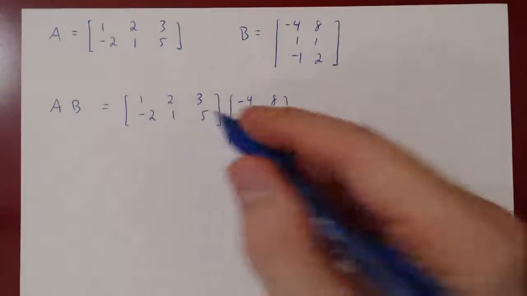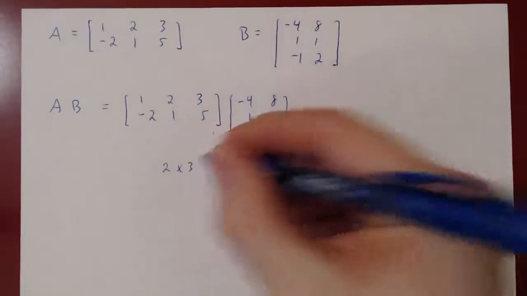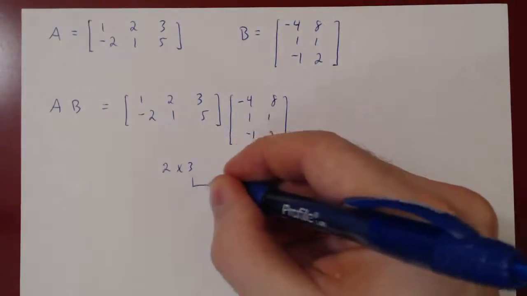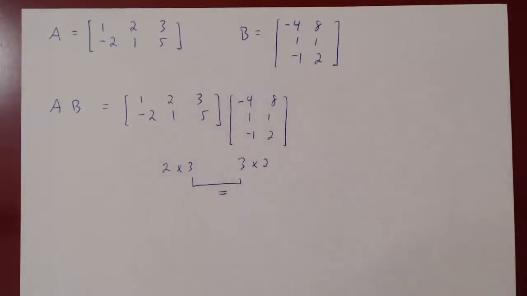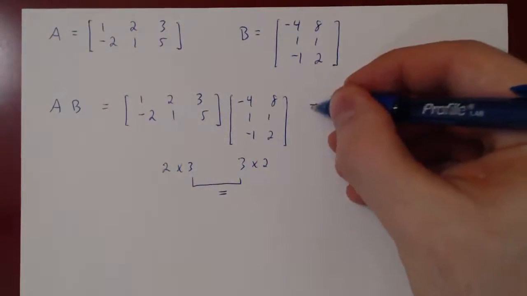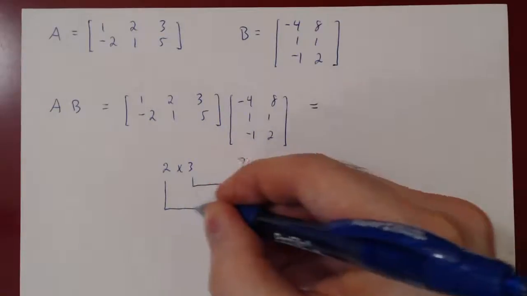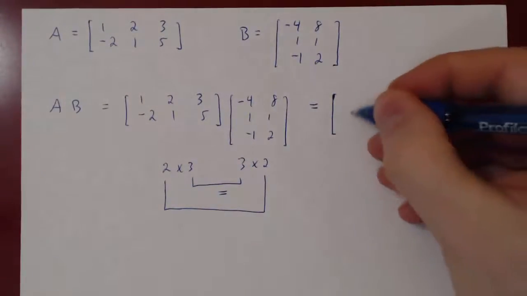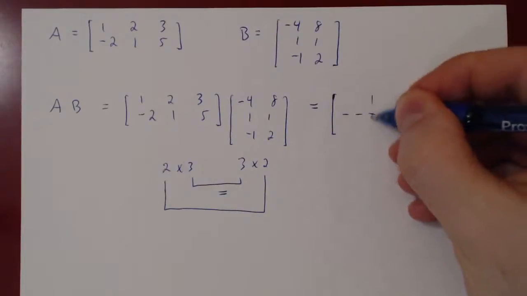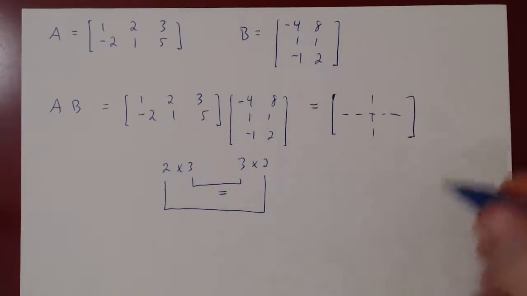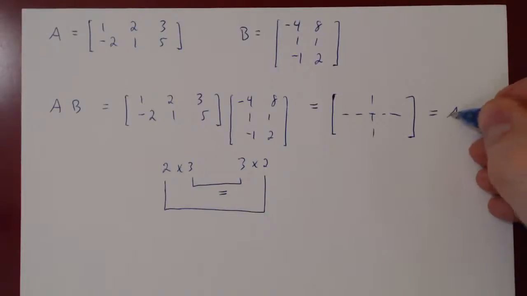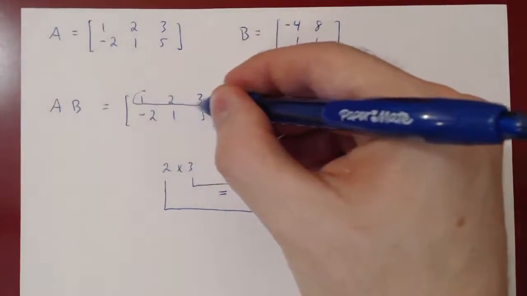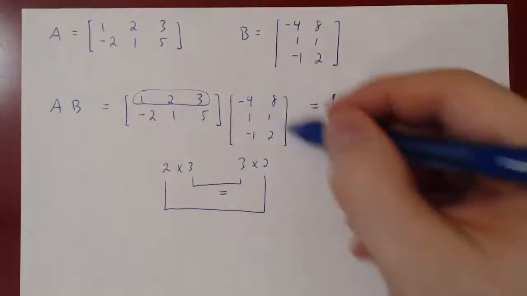Well, this is a 2 by 3 matrix. This is now a 3 by 2 matrix. So 3 equals 3. So we have a defined multiplication, and the new matrix AB will be a 2 by 2 matrix. So a nice little square matrix. And once again, always construct your new matrix one row at a time. Fix the first row of the first matrix and go through the columns of the second.